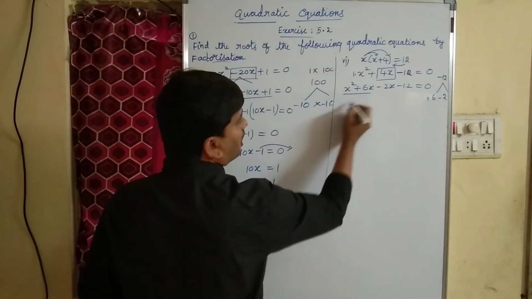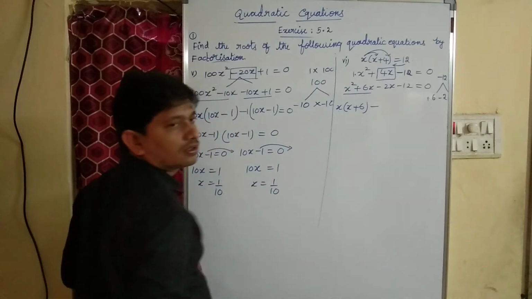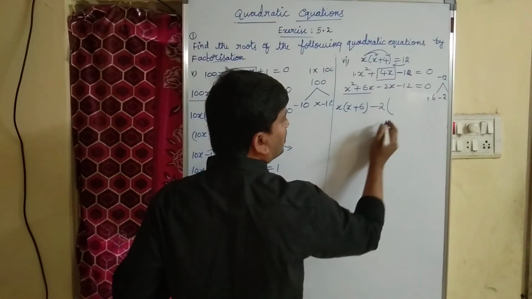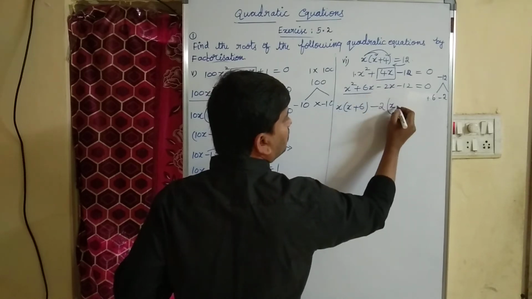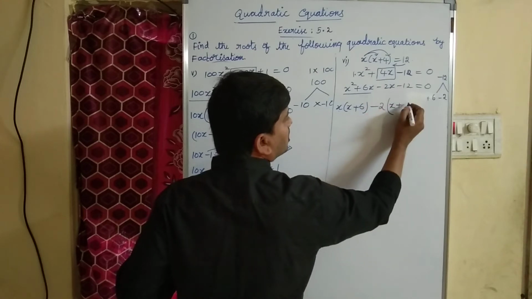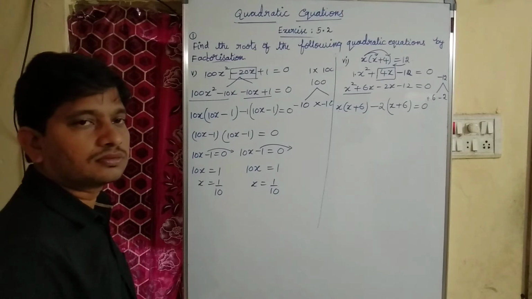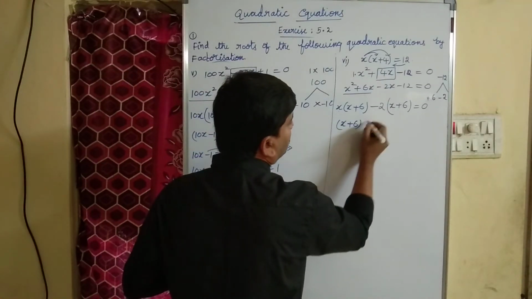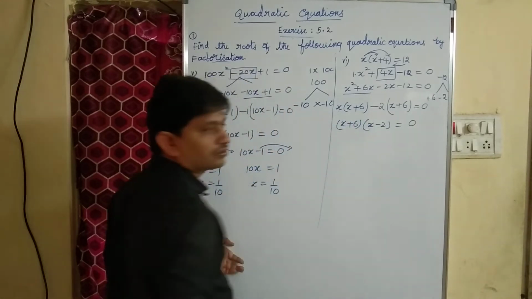Right? From these two terms I can take x common, x into x, x square plus x into 6, 6x. Again from these two terms I can take minus 2 as common, minus 2 into x, minus 2x, and minus 2 into 6 is minus 12, equal to 0. So what is the common here children? Common is x plus 6 into x minus 2 equal to 0.